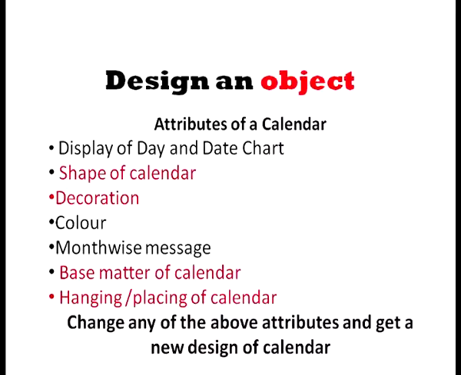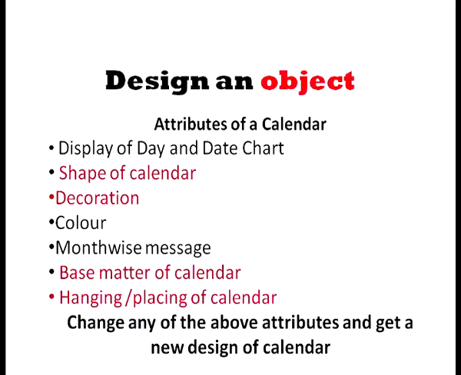What is a calendar? Calendar is basically a display of day and date in the form of a chart. It may have different shapes. It may have different decorative items. It may be of different color. It may have month-wise messages or pictures.